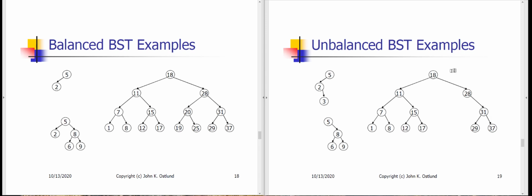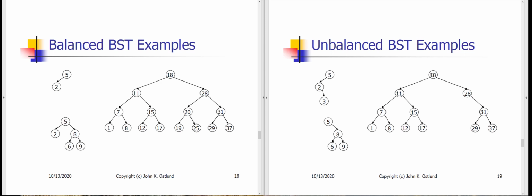I got my right and left confused. So 18 has a depth of 3 on the left, and it also has a depth of 3 on the right. And so if you only looked at the top node, you would confuse yourself into thinking that this was a balanced tree. All right?